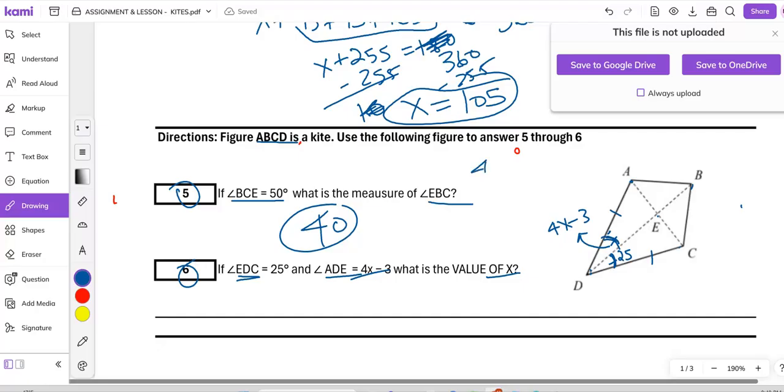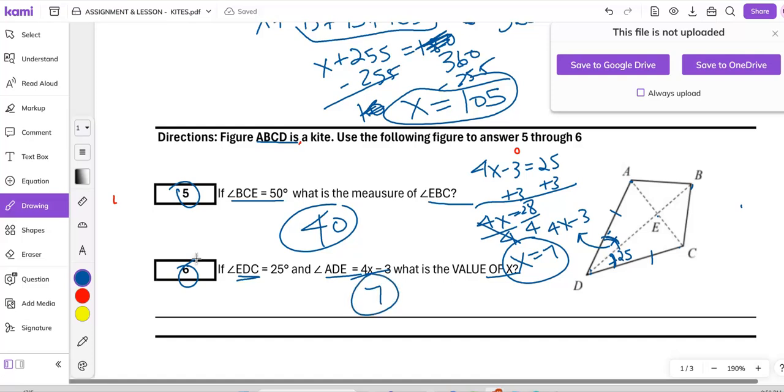So that means we can go 4x minus 3 is equal to 25. Plus 3, plus 3. 4x equals 28, divided by 4. x equals 7. Okay, so that's how you can solve a problem like this. Okay, so that's pretty much the assignment.